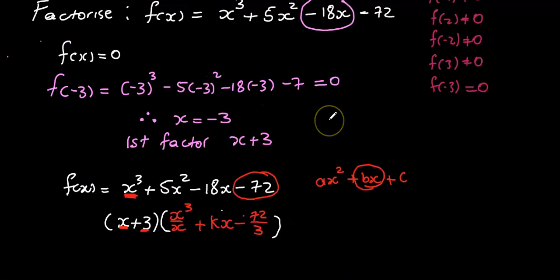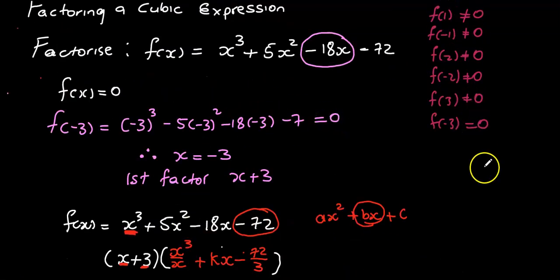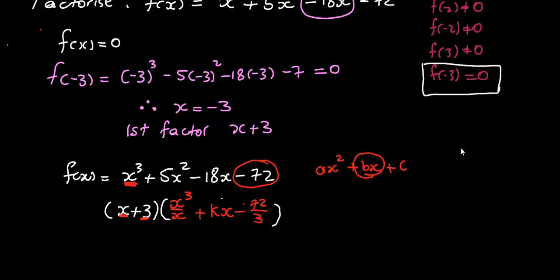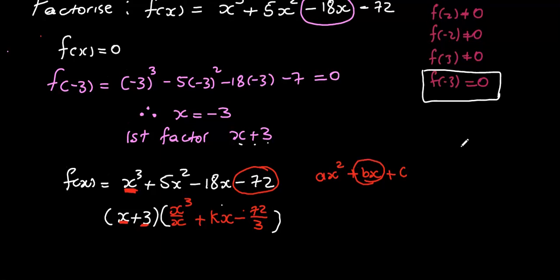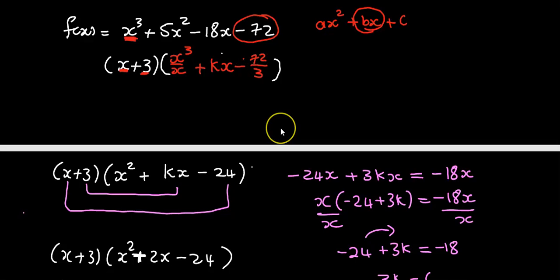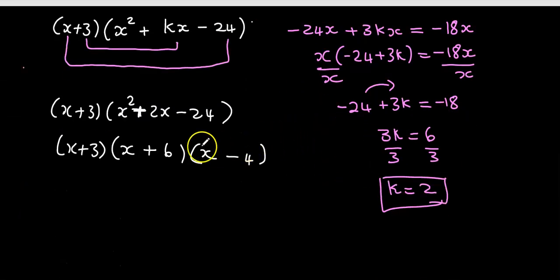First thing first, make sure that you get the factor first. Whatever that you substitute in this equation should give you 0. So we substituted minus 3. So this tells us that x is equal to minus 3. The factor will be x plus 3. Then from there, we take the x, we divide x to the power 3. We take the 3, we divide negative 72. Then in the middle, you just write kx. So that next you can find the value of k. This is how you factorize a cubic function.